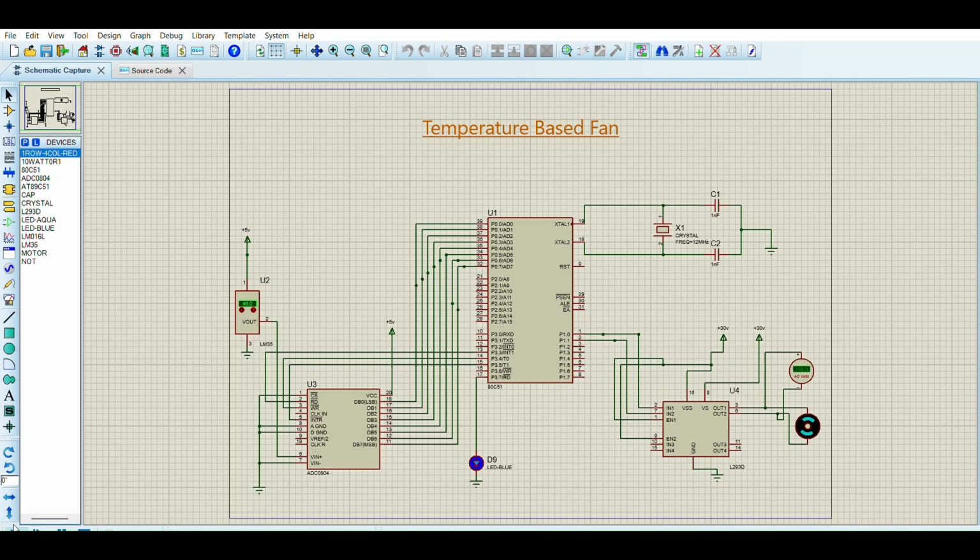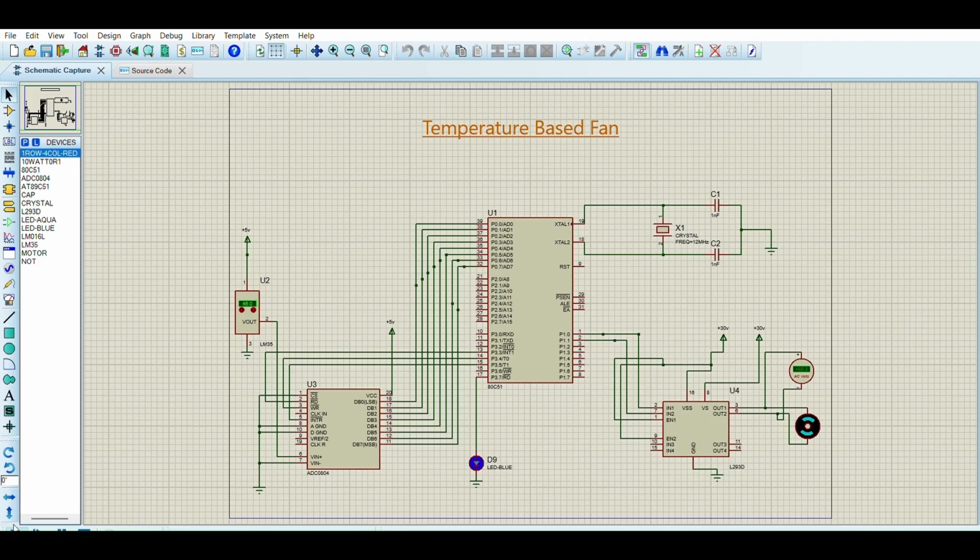Hello everyone, this is a simulation of a temperature based fan, which can vary its fan speed according to the temperature. In this simulation, we used LM35 sensor, ADC converter and 8051 microcontroller with the oscillator, and we used a motor as an output.